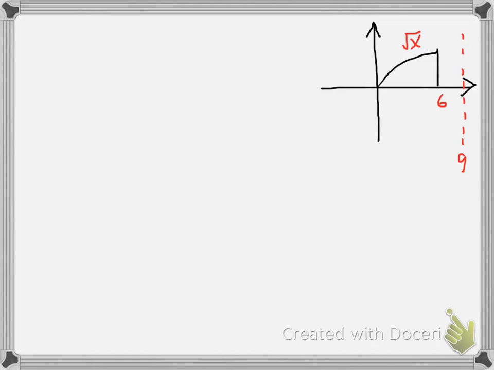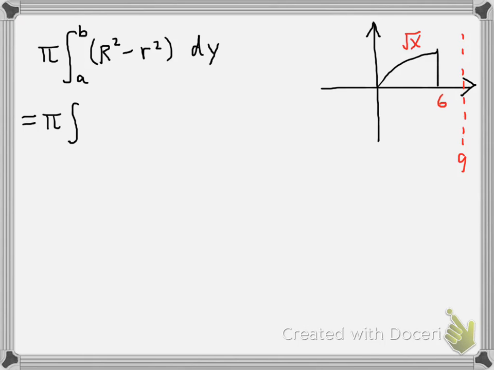If you observe this situation, because the axis of revolution is about x equals 9 and is parallel to the y-axis, we will use dy. So we write the formula: pi times integral from a to b capital R squared minus little r squared dy. And then we plug in the numbers.